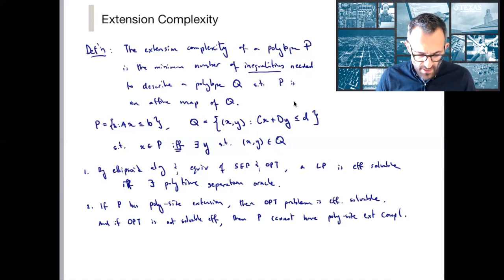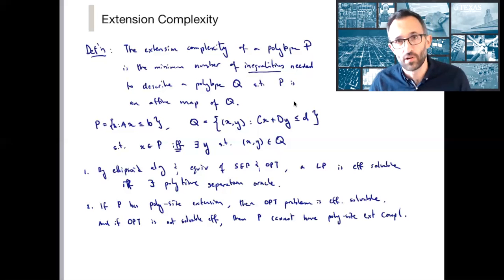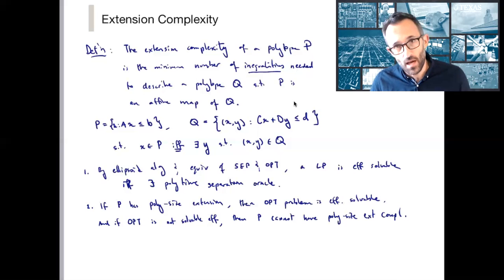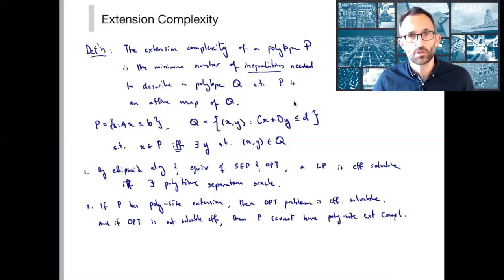So in this sequence of lectures, we're going to show that a particular polytope, actually very related to the cut polytope, called the correlation polytope, we're going to see this in subsequent lectures, has an exponential extension complexity. In other words, there does not exist an extended formulation of polynomial size.